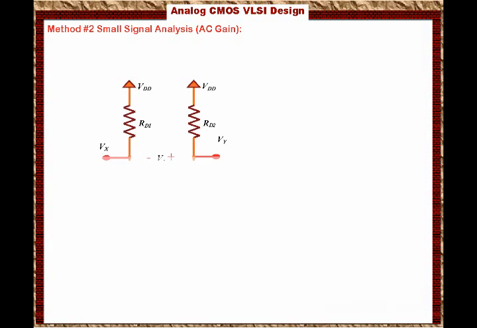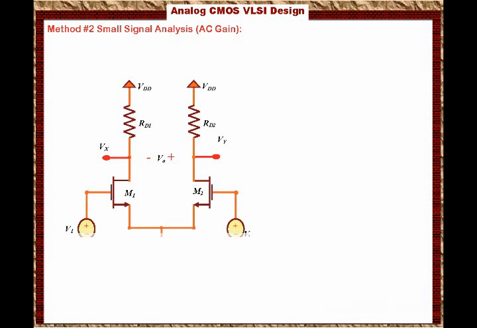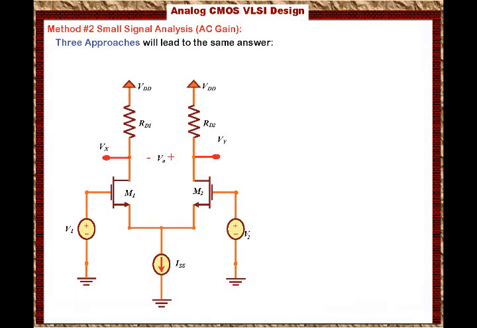The second method to come up with the differential gain of the amplifier is to use the small signal analysis. So basically we find the AC gain of the differential amplifier. There are three approaches which lead to the same answer. The first approach, which we will cover next, is called superposition.